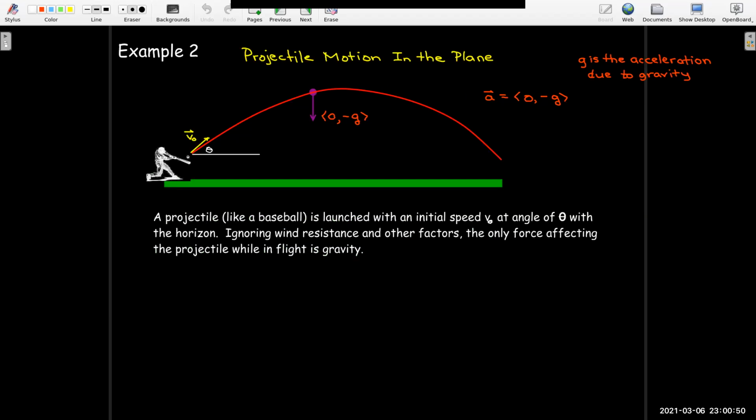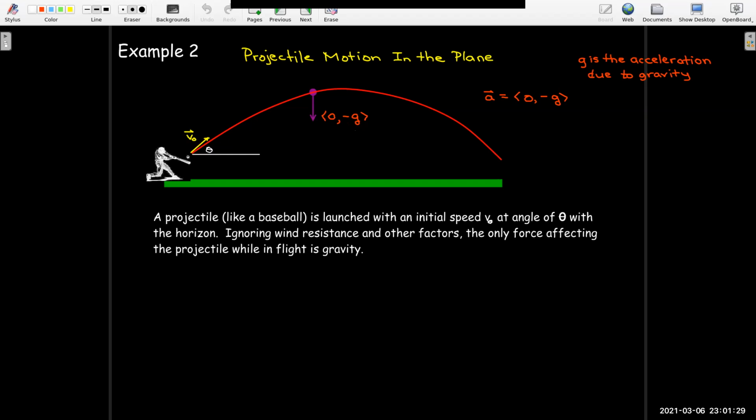Let's talk about projectile motion in the plane. We are going to be looking at some projectile that's moving in the xy plane. We have a projectile like a baseball. It's launched with an initial speed v sub 0 at an angle of theta with the horizon. So this is highly simplified. We're going to ignore wind resistance and other factors. The only force affecting the projectile in flight is the force of gravity.